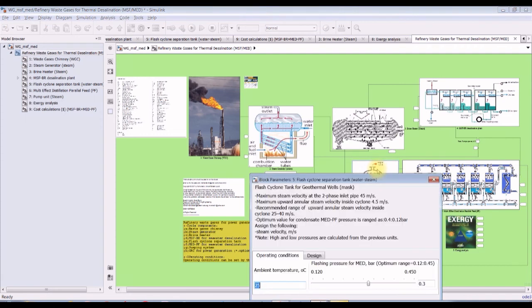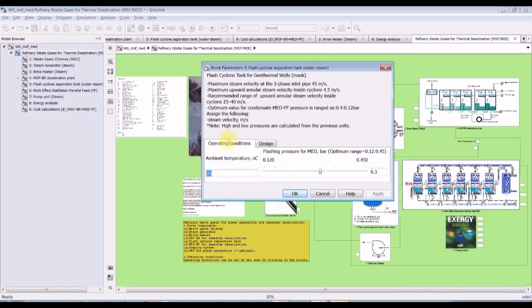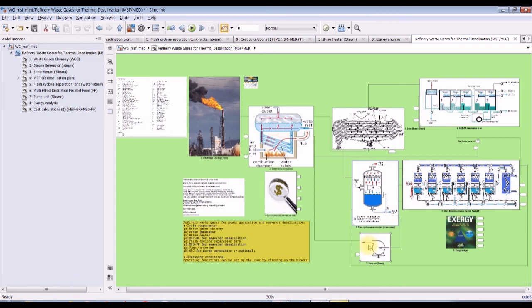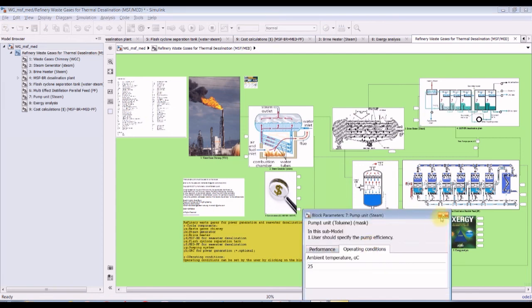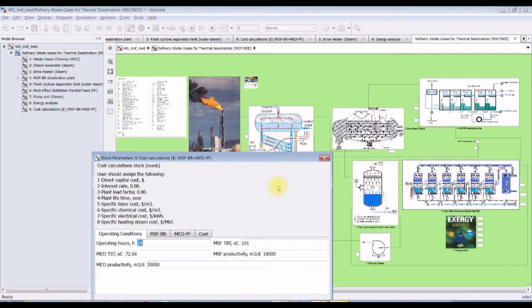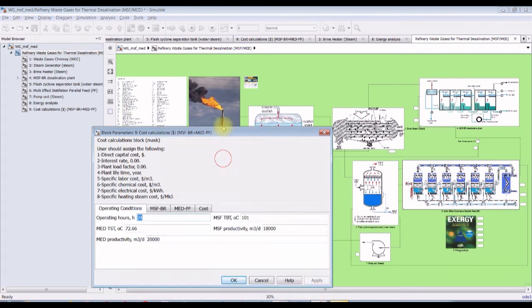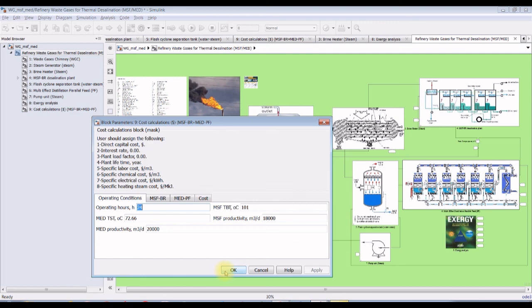And this is the flash tank. We can assign here, so sure, ambient temperature, and this is the steam pressure. Something like 0.35, or going for 69 degrees Celsius, something like this. And this is design of the steam velocity, and the same for pumps, operating conditions, cost analysis. You can add some aspects like interest rate, productivity, and so on.